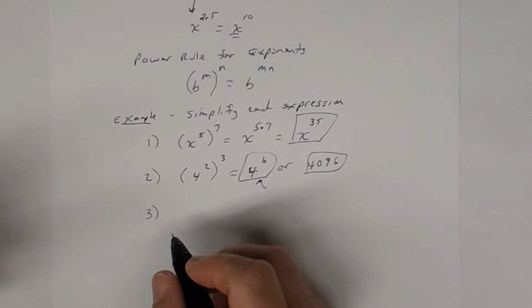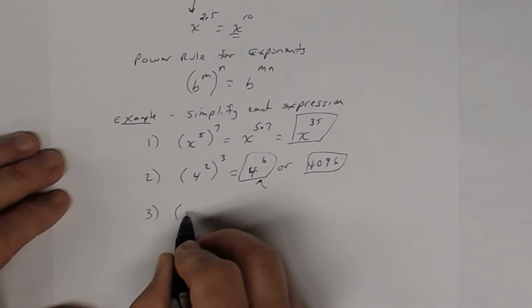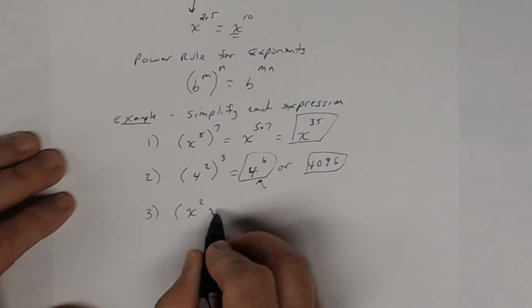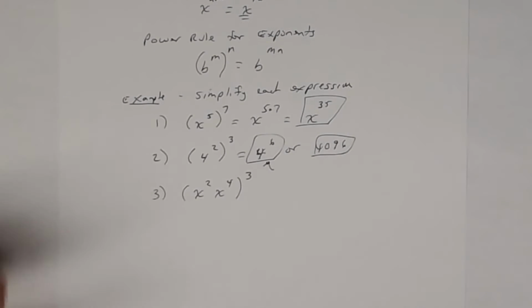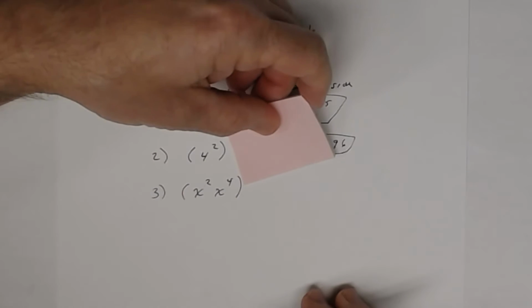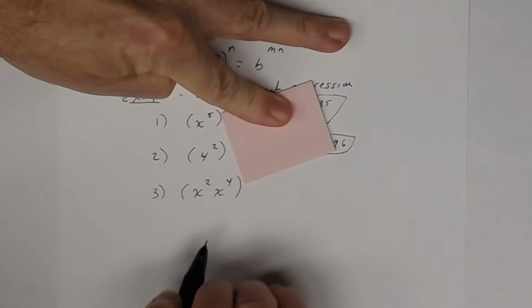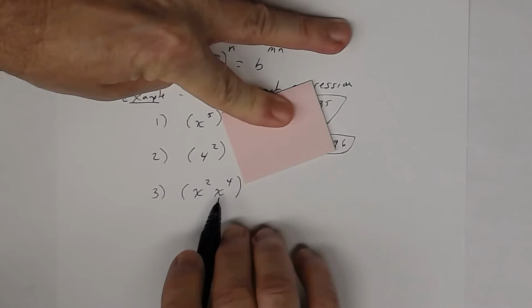Based on what we've learned in a previous lesson, if you had, let's say, x squared times x to the fourth, raised to the third power, don't make that difficult. Think about what you've learned in previous lessons. If I were to cover up this outer exponent, you see what you have in parentheses? You have x squared times x to the fourth.